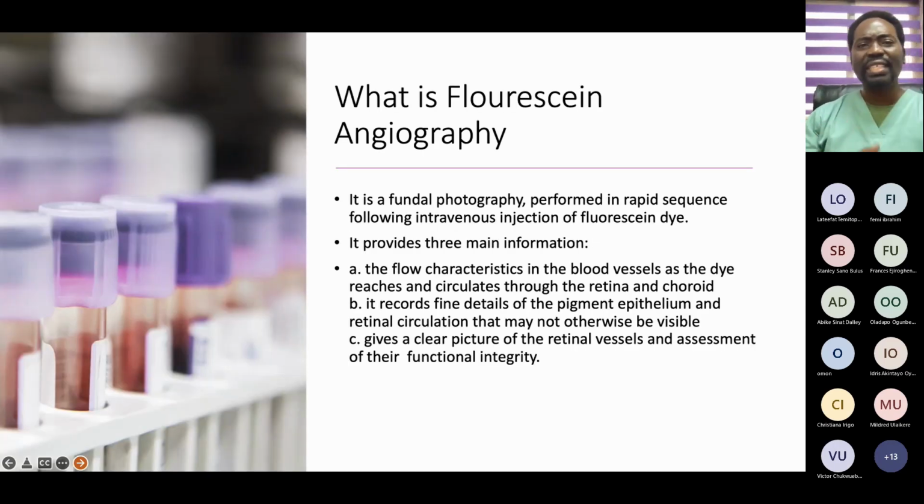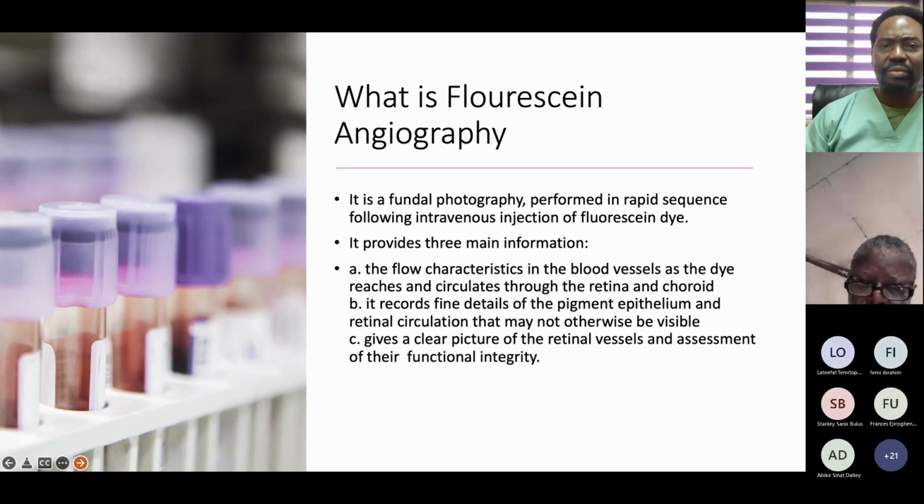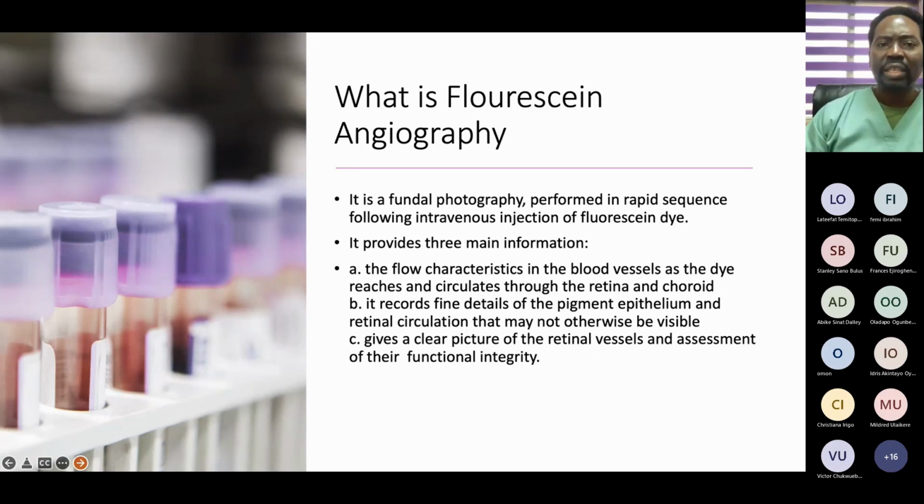So what exactly is fluorescein angiography? Two things we need to determine in this: angiography, and then the characteristic of fluorescence, which is what gives the name fluorescein. Fluorescein angiography is fundal photography performed in rapid sequence following intravenous injection of fluorescein dye. It basically provides information on flow characteristics in blood vessels in the retina. It records fine details of retinal pigment epithelium and retinal circulation, and it gives a clear picture of retinal vessels and assessment of their functional integrity.